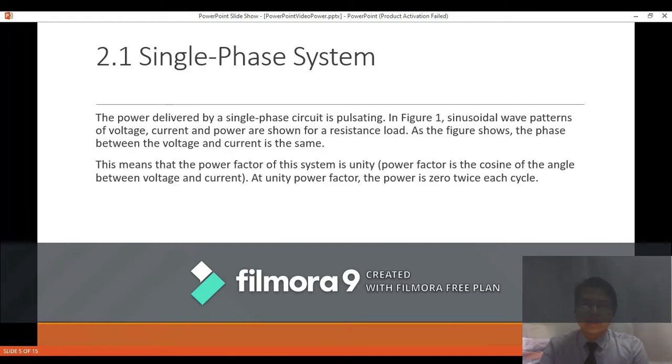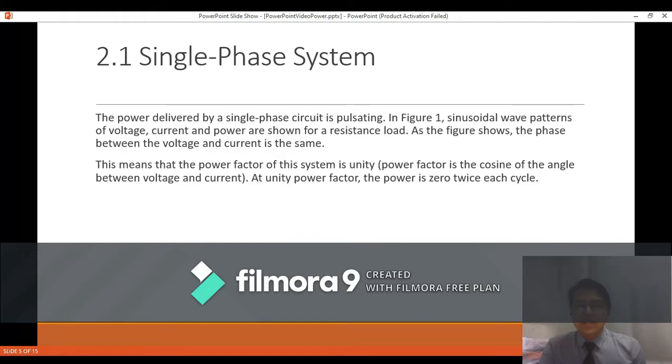Two, we start with 2.1, single-phase system. The power delivered by a single-phase circuit is pulsating. In figure 1, which I will show you later, sinusoidal wave patterns of voltage, current, and power are shown for a resistive load. As figure 1 shows, the phase between the voltage and current is the same. This means that the power factor of this system is unity.